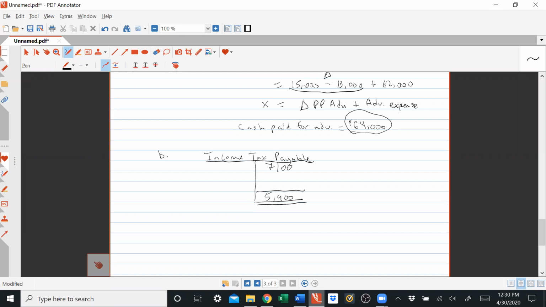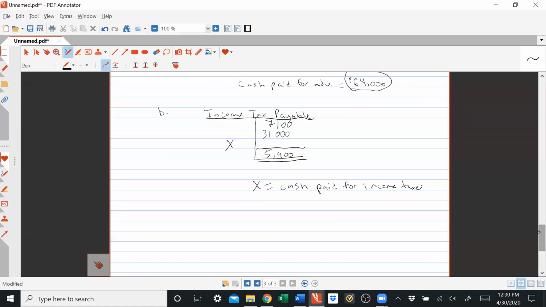When you recognize income tax expense, what do you do? You debit income tax expense, you credit income taxes payable. Does 7,100 plus 31,000 equal 5,900? Obviously not. So we must have paid some income taxes this period, satisfied some of the liability. When we pay income taxes, we debit income tax payable, reducing the liability, and credit cash. We're just trying to figure out what that debit to income tax payable is. So we know 7,100 plus 31,000 minus X equals 5,900. Solve that equation for X, you get X equals 7,100 plus 31,000 minus 5,900.